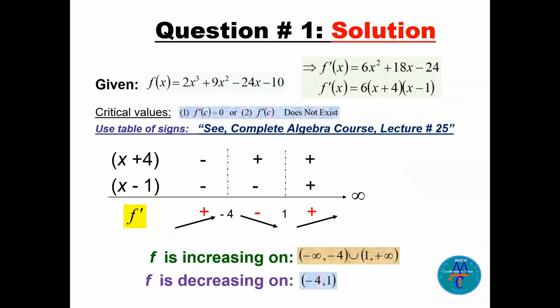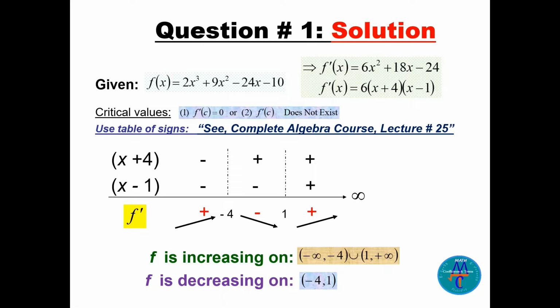The idea is simple. First, we look at the function and then we find the derivative here. Directly we start: 6x squared plus 18x minus 24, and then we try to factor the derivative f prime, take 6 out, and then (x plus 4)(x minus 1). Easy to factor. After that, we have to find the critical values. The critical values come from f prime at c is equal to 0, or f prime at c does not exist.